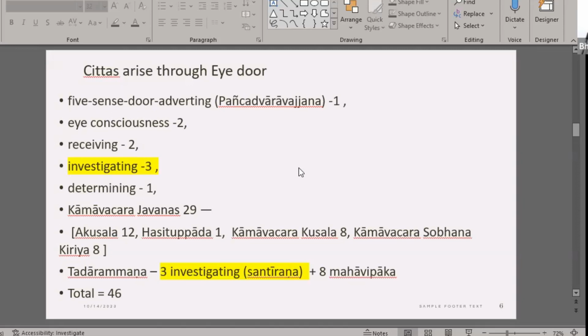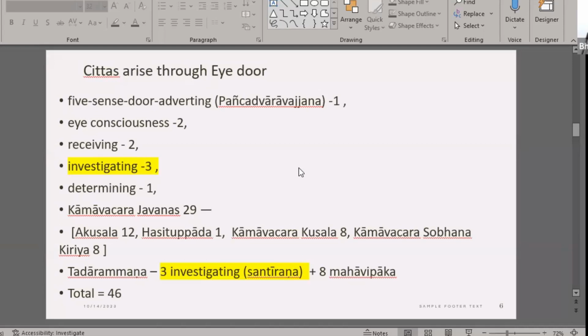Then receiving consciousness arises. How many receiving consciousness? Two sampatichana chittas. Then investigating consciousness arises, santirana chitta. Then determining consciousness, vottabbana chitta arises. Then kamavachara javana arises. How many kamavachara javanas? I think you can remember. Please recall your previous lessons. Among the 14 functions, there is one function we call javana function. How many javana chittas? There are 55 javana chittas.